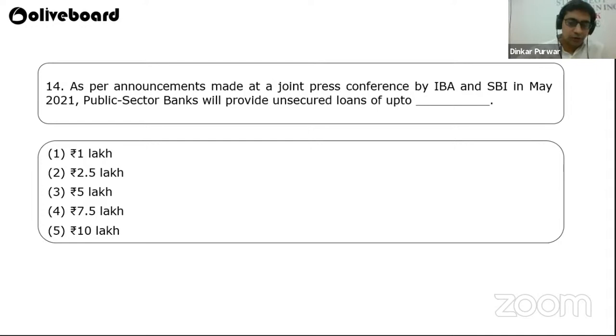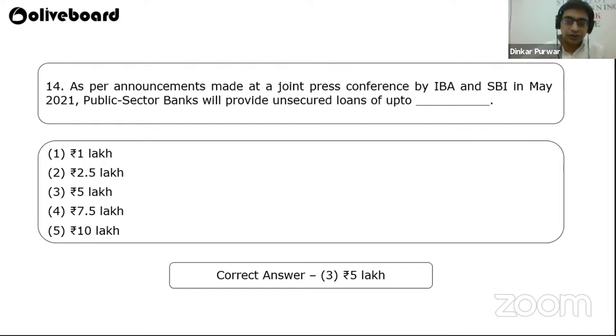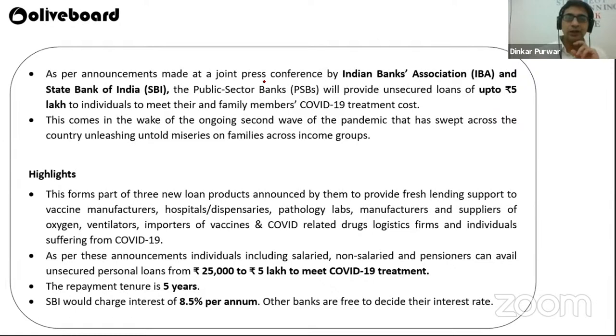Okay, no problem. So the answer of this question is 5 lakhs. As per the announcement made at a joint press conference of the Indian Bank Association and the State Bank of India, the public sector banks will provide unsecured loans of rupees 5 lakhs to individuals to meet their and family members' COVID-19 treatment costs. This comes in the wake of the ongoing second wave of the pandemic that has swept across the country, unleashing untold miseries on families across income groups.